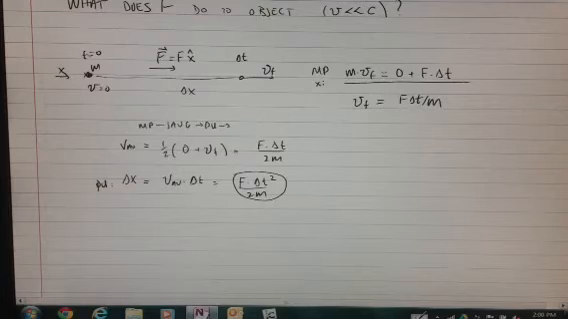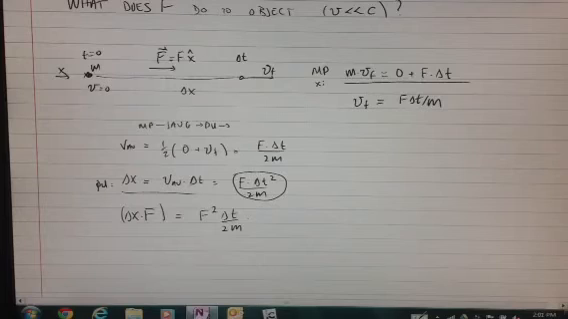Now, for reasons of my own, I'm going to multiply both sides of this position update idea by the force itself. So I have delta x times the force which is applied, and that's equal to, well, I'm going to have to square the force, force squared delta t squared divided by 2m. Now, why did I do that?